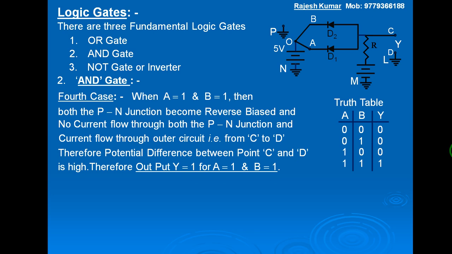So this is the electronic circuit for the AND gate. The number of PN junctions connected is equal to the number of inputs given to the AND gate. If we give 3 inputs, then we have to use 3 PN junctions. If there are 4 inputs, we have to use 4 PN junctions. So this portion of the circuit acts as an AND gate. So this is the electronic circuit for the AND gate.